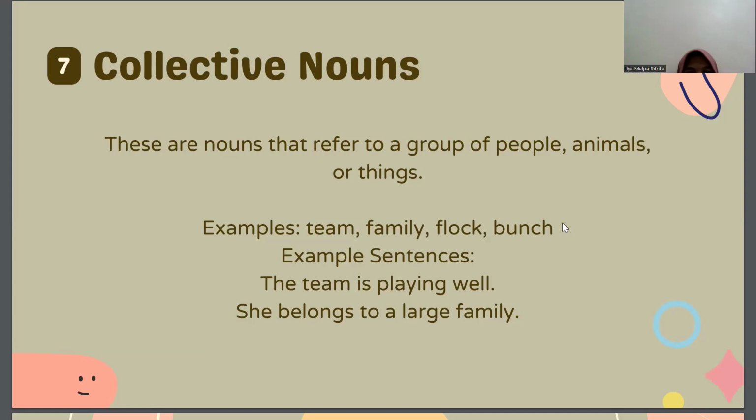The next type of noun is collective nouns. These are nouns that refer to a group of people, animals, or things. For the example of collective nouns are team, family, flock, bunch, etc. And the example sentences of collective nouns, the first one is the team is playing well. The collective noun here is team. And the last example sentence is she belongs to a large family. And the collective noun here is family.